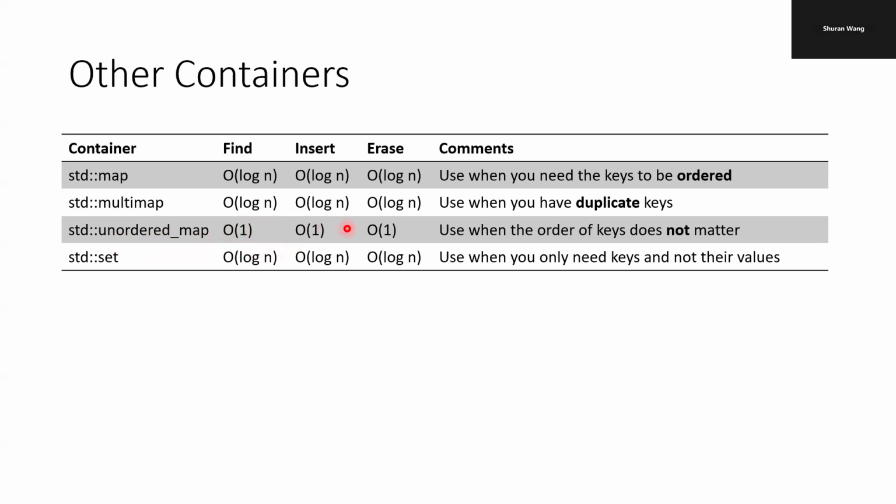We have the unordered map, which has O(1) time for find, insert, erase, and query. Use when the order of keys does not matter, so you don't need to always keep the keys sorted. Unordered maps are implemented with a hash. We have the set, which has the same find, insert, erase time complexities. Use when you only need keys and not their values. So a set is a tree.